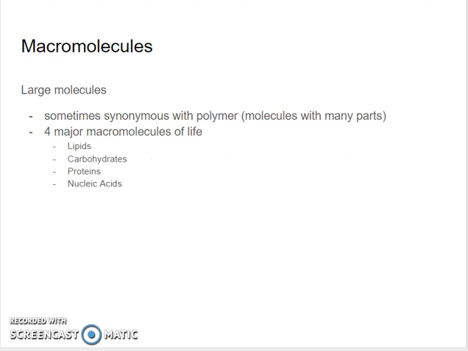Macromolecules are large molecules, meaning they are way bigger than anything else we've talked about in class so far. Things like methane and hydrogen gas and water would all be really, really small. And the macromolecules are really, really big, big enough that we could see them without a microscope, some of them anyway.